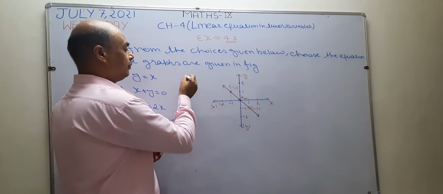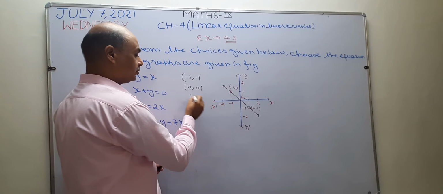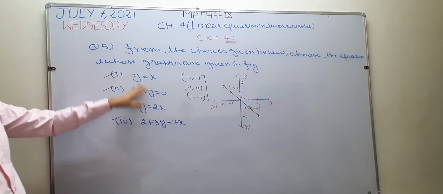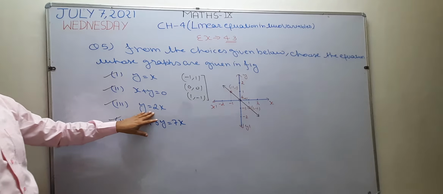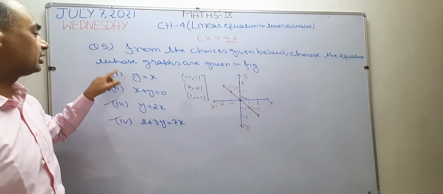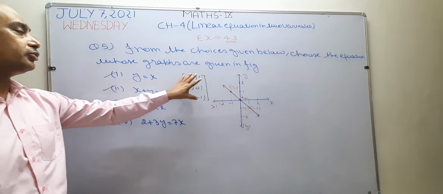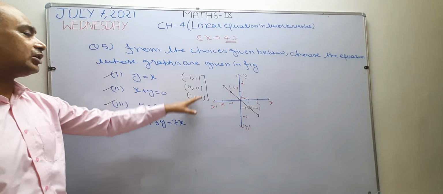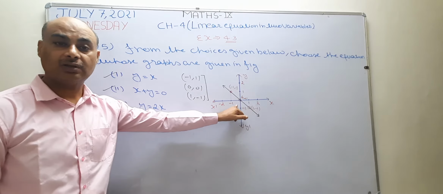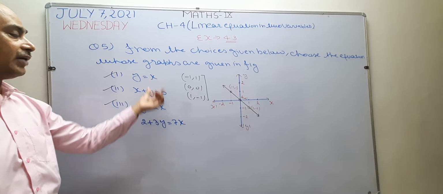First is minus 1 and 1. Second one is 0 and 0. Third one is 1 and minus 1. If I substitute all these values in any one of the given equations, and all these values satisfy the equation, then this equation represents this graph line. If not, then I am going to check the second equation. I substitute all these values in this equation. If all these values satisfy this equation, it means this is the graph line of this equation. If not, then I am going to check the next. In this way, I am going to check all the equations one by one.